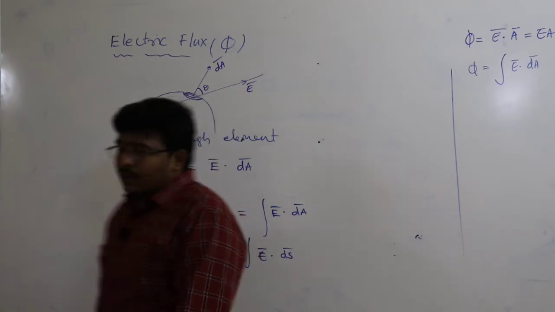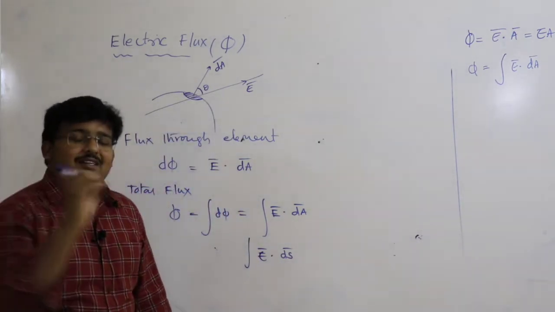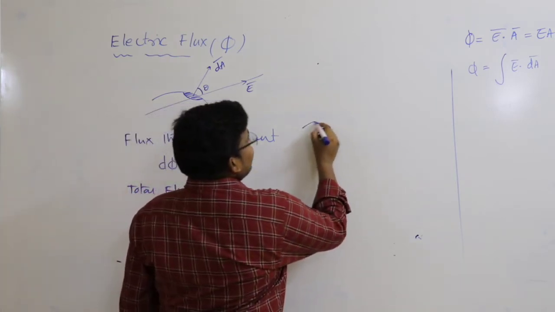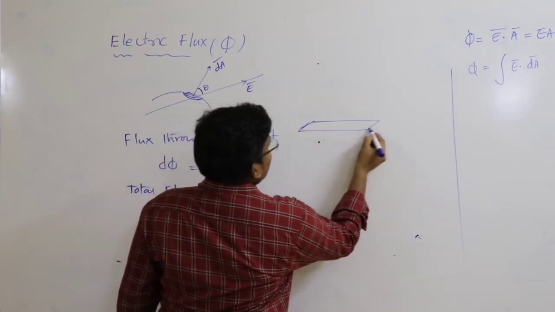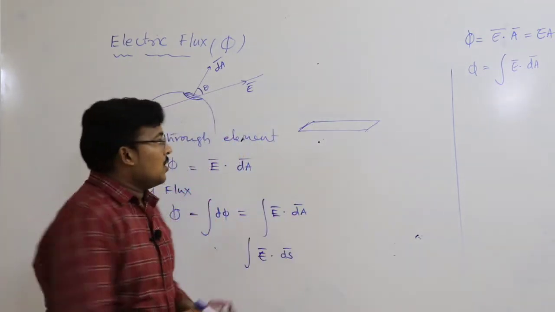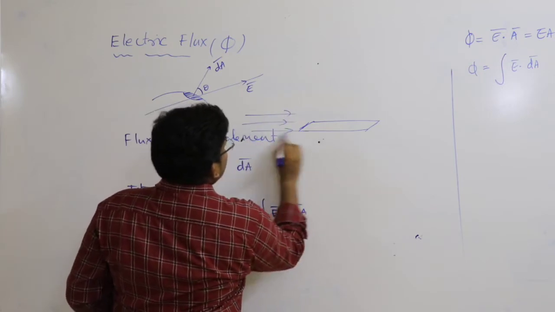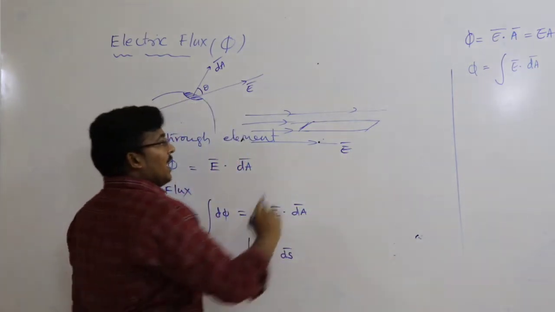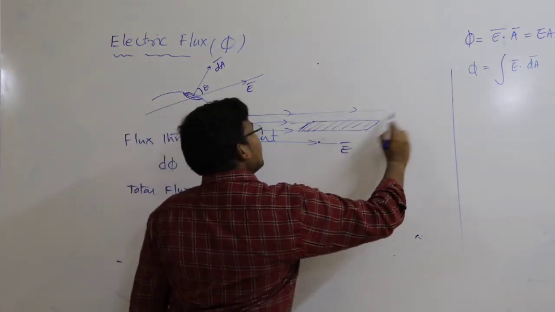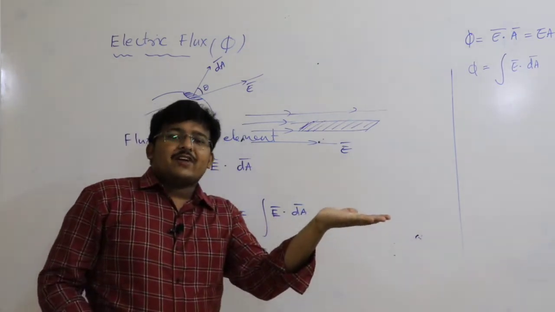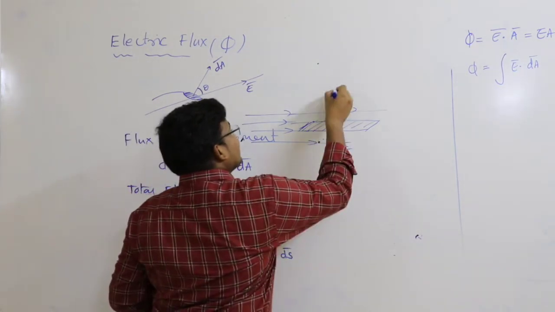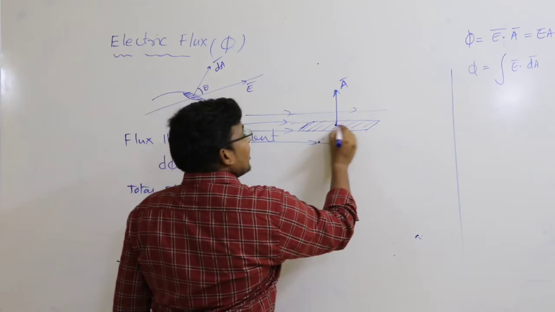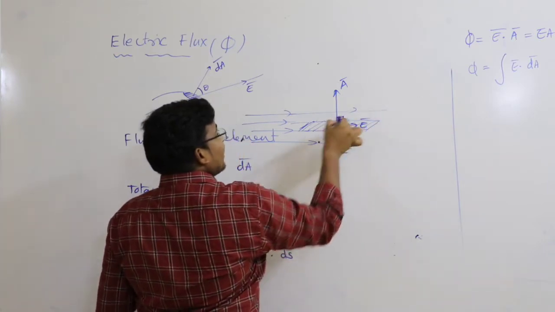Okay. Now based on the angle we may say whether the flux enters completely or not. Let me take a plane kept like this. Now field lines are going like this. This is the electric field. Now as this is the area, what is the area vector direction? The area vector direction will be like this. Now what is the angle between the electric field and area? The electric field E bar is like this. So the angle between them is 90.